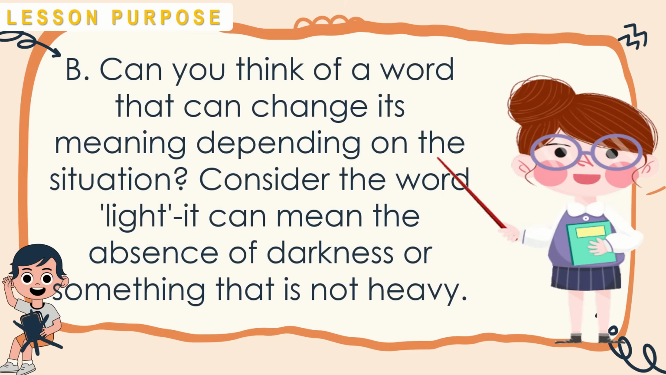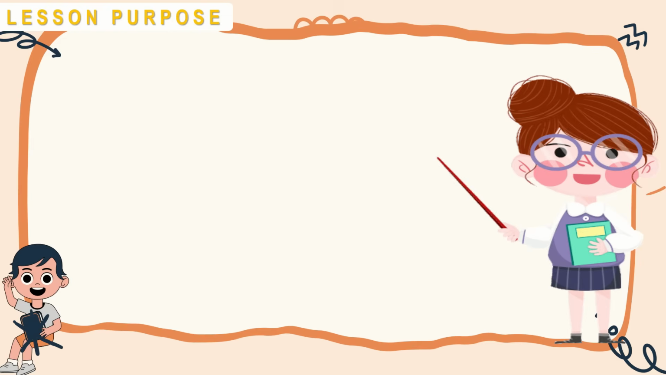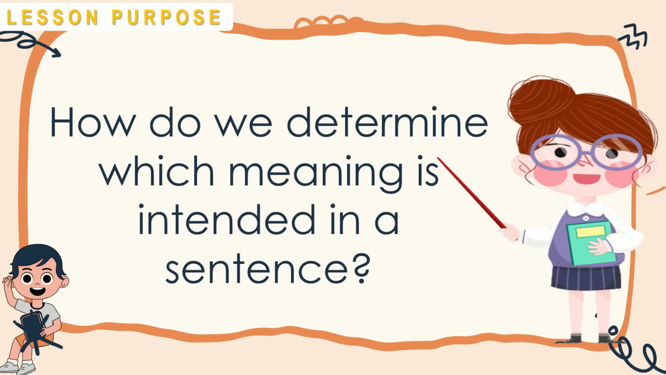Can you think of a word that can change its meaning depending on the situation? Consider the word light. It can mean the absence of darkness or something that is not heavy. How do we determine which meaning is intended in a sentence?